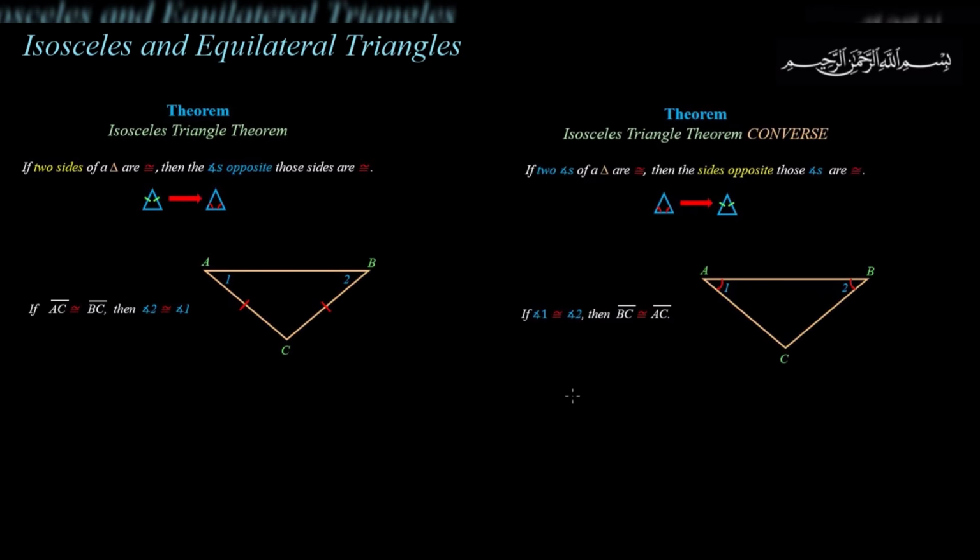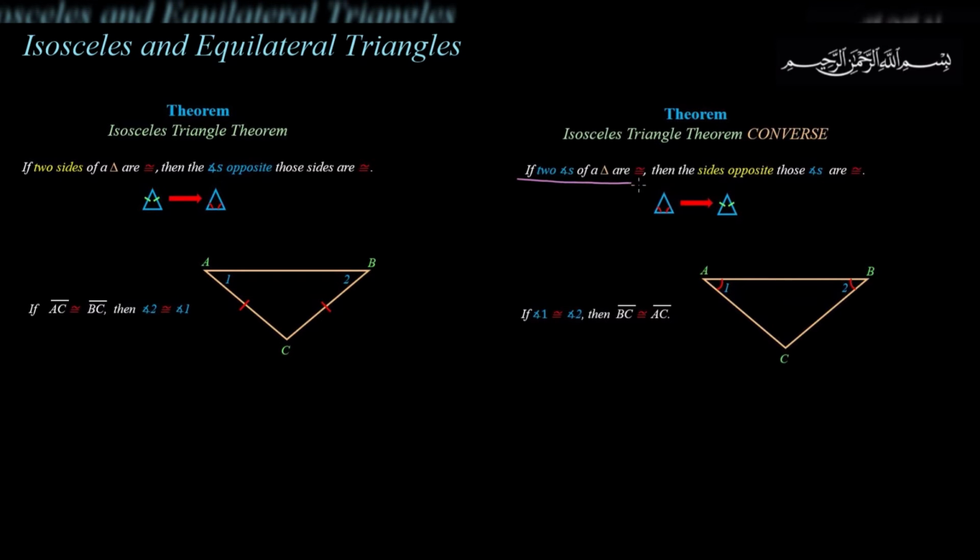This theorem has a converse, and it's just as easy. This is the isosceles triangle theorem converse. That is, if two angles of a triangle are congruent, okay. Now this is interesting because if two sides of a triangle are congruent, it's like saying you've got an isosceles triangle. But this is not as intuitive, right?